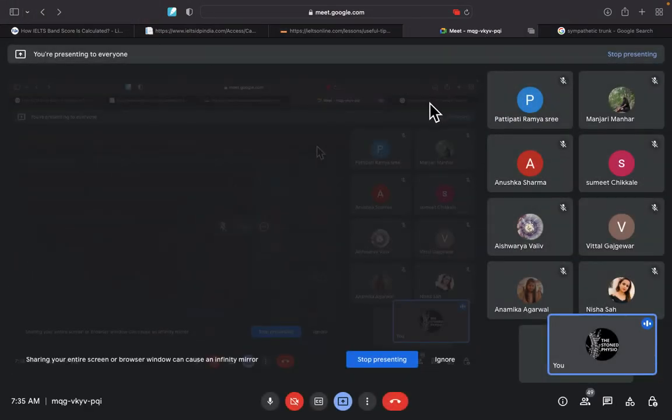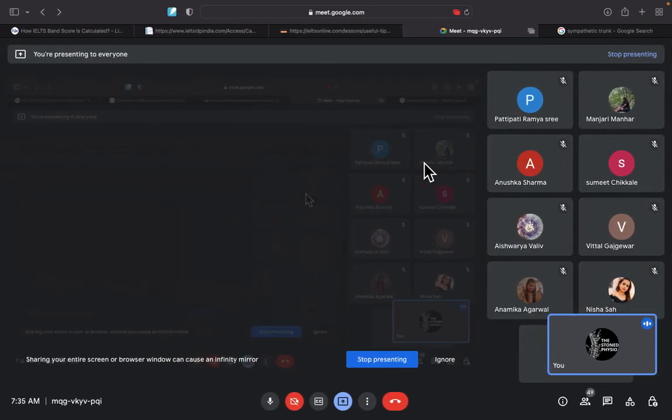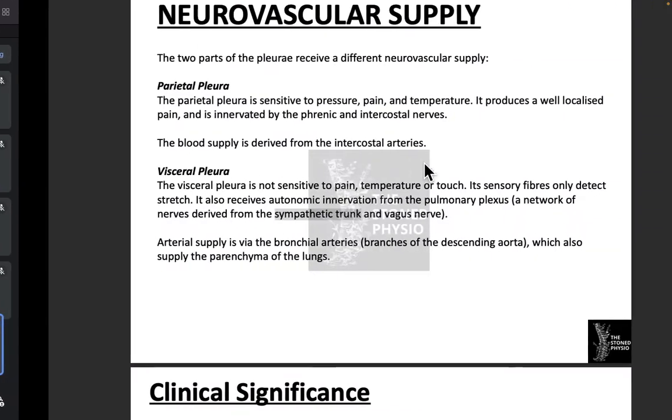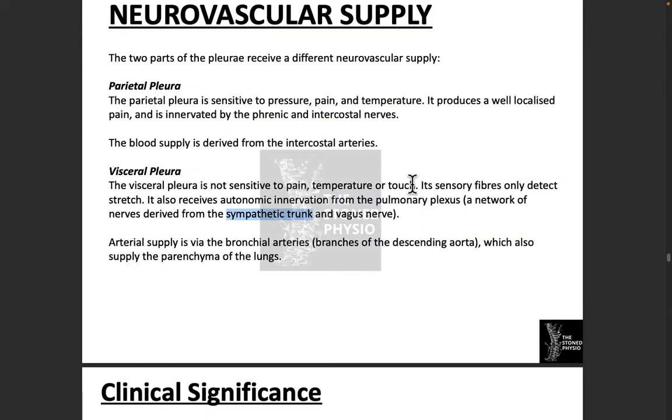The sympathetic and the parasympathetic trunk, from which segment of the spinal cord are they coming out? And sympathetic and parasympathetic, they are part of which type of nervous system? The autonomic nervous system. They are part of the autonomic nervous system. So here we saw that the visceral pleura gets its innervation from the sympathetic trunk as well as from the vagus nerve. We have also talked about the nerve supply for the parietal pleura. It is the phrenic and the intercostal nerves.